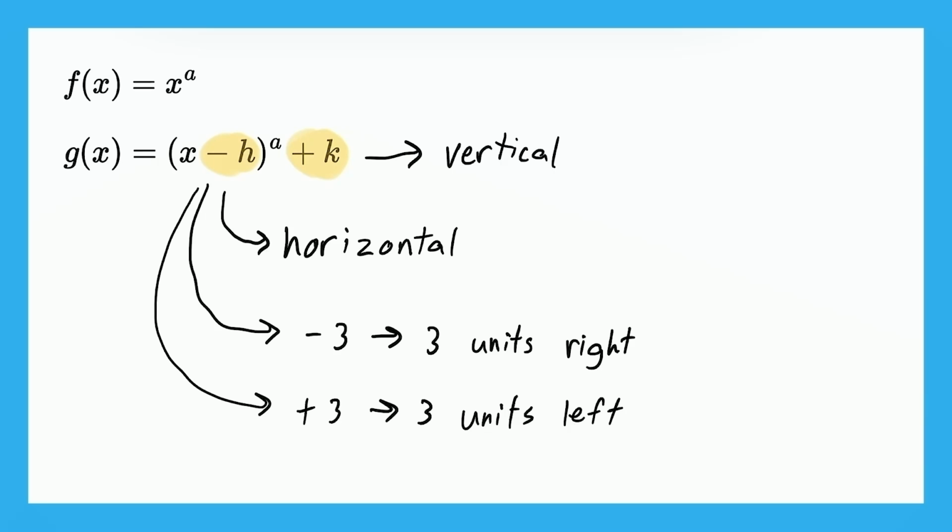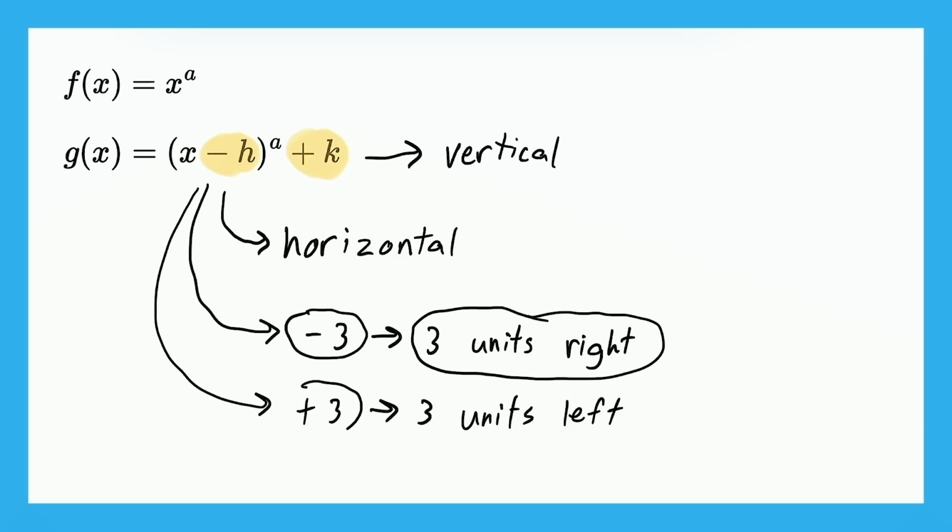So for example, instead of minus h, if we had minus 3, that would tell us to move 3 units to the right. And in the same way, instead of minus h, if we had plus something like plus 3, this would tell us to move 3 units to the left.